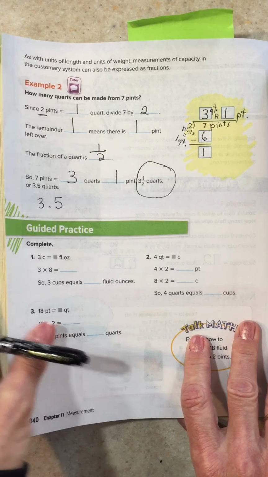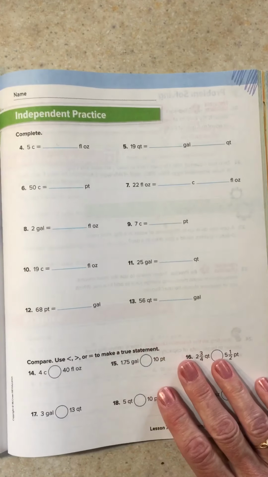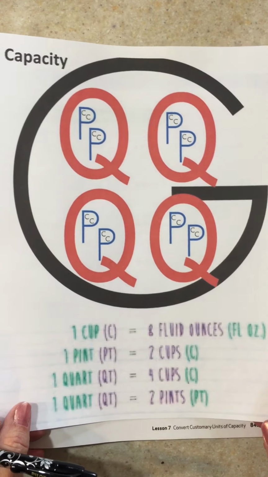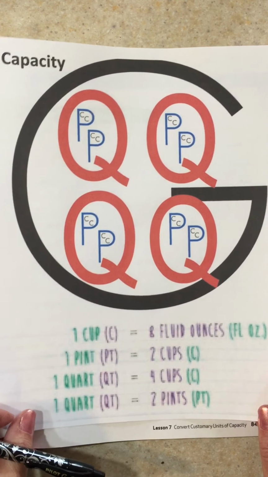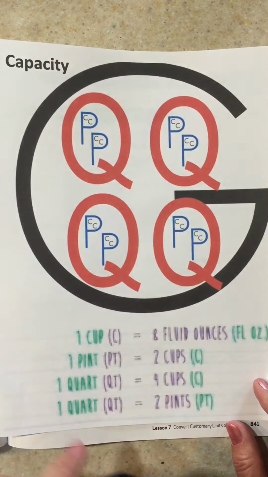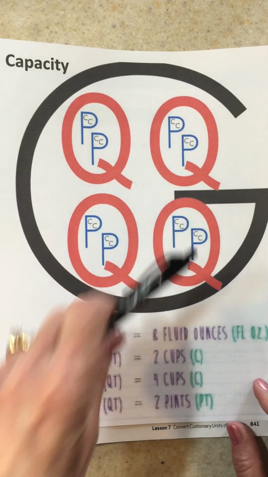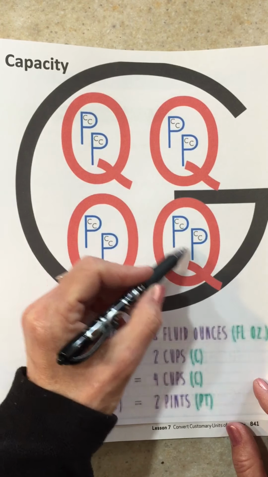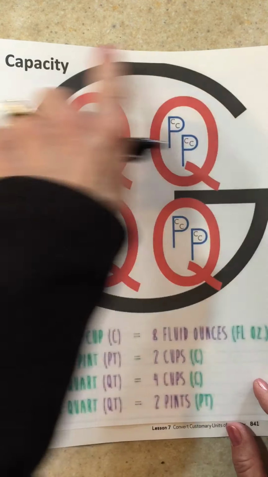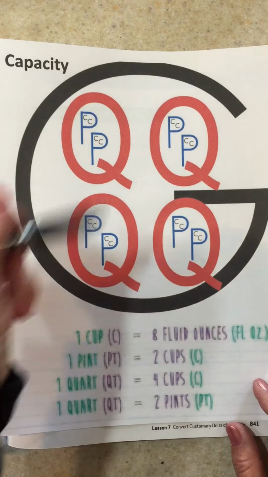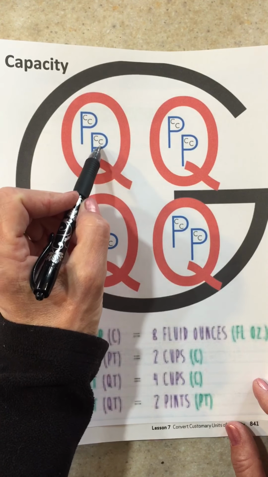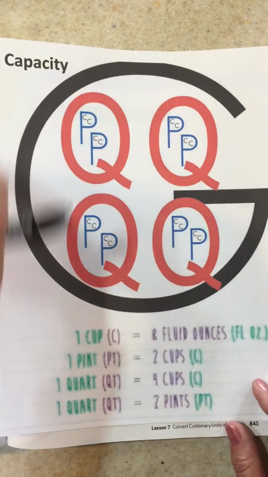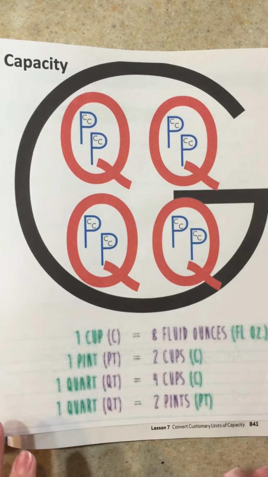Okay, well, let's try some more. Let's go right over to independent practice. I'm going to reference this a lot. I would draw that out myself if I were you. Once again, we've got a gallon. Inside a gallon, we have 4 quarts. Inside of every quart, we have 2 pints. But this is also the amount that it takes to make a gallon. Inside of every pint, we have 2 cups. And all of these cups put together would make a gallon. So that's what we need to remember.